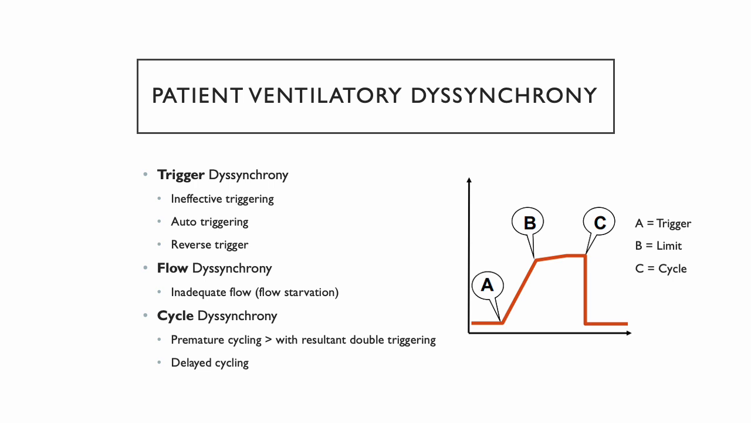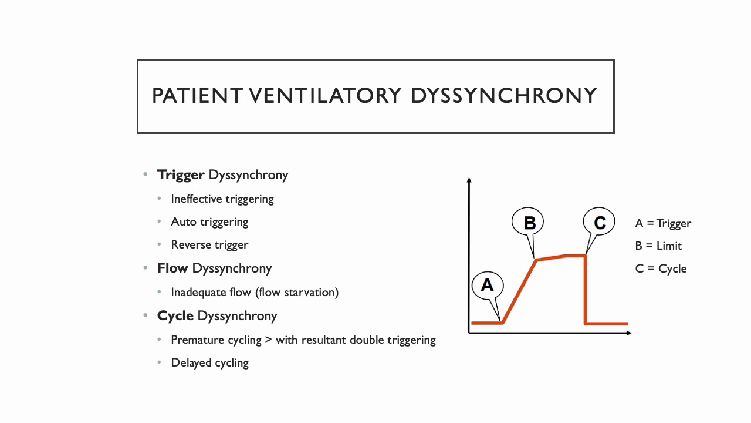As a recap, the mechanically delivered breath is composed of A, the trigger, B, the limit, and C, the cycle. Dyssynchrony can occur at any of these points of the breath. For trigger dyssynchrony, this would include ineffective triggering, auto-triggering, and reverse triggering.